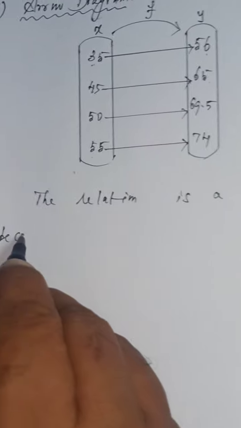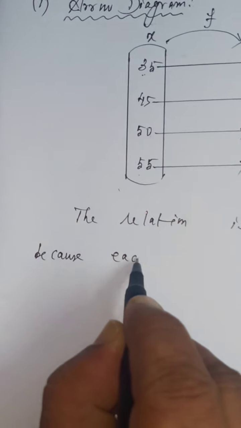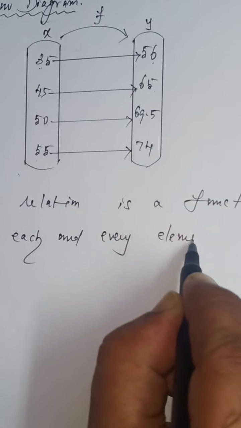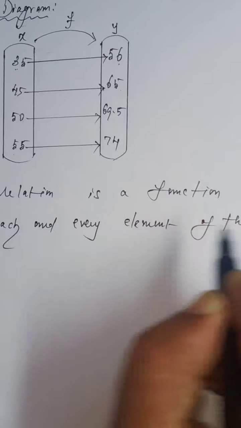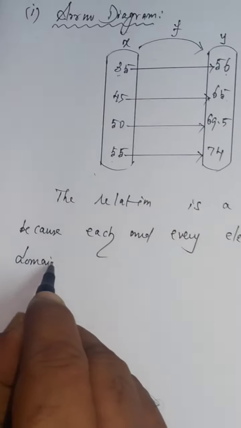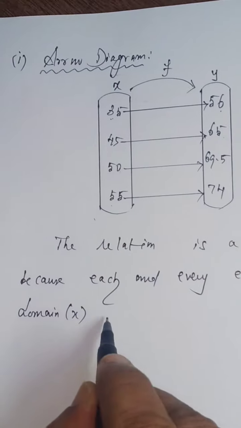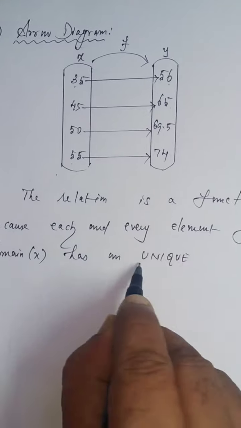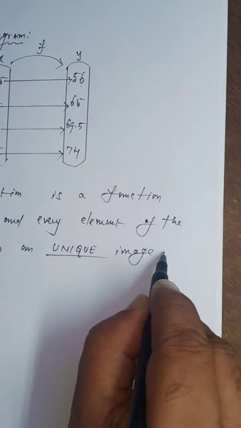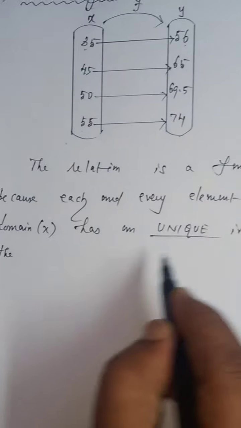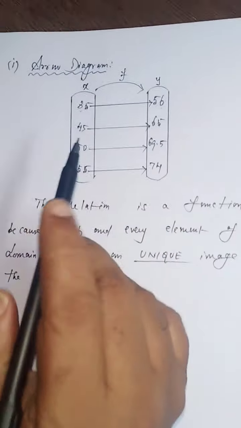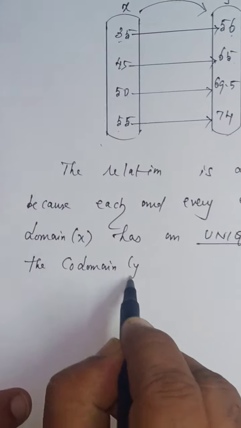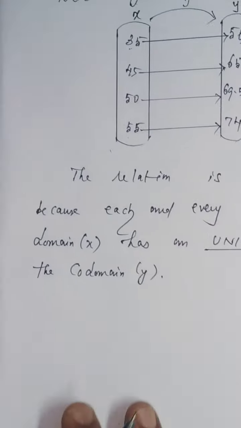Because each and every element of the domain, that is x, has a unique image in the codomain. Unique means only one in the codomain, that is y. Subdivision number 1 is over.